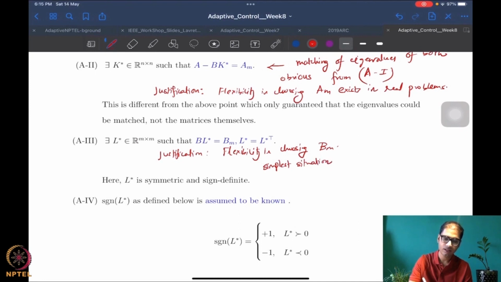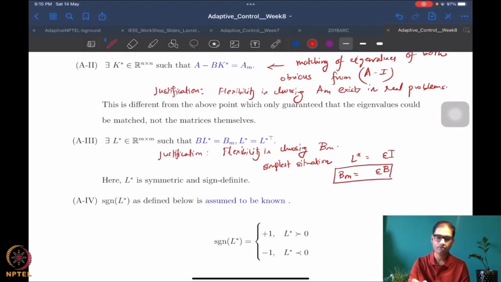Okay, let's think of L star as some epsilon scaled with identity. Very simple situation. So what is Bm going to be? It is going to be epsilon B.